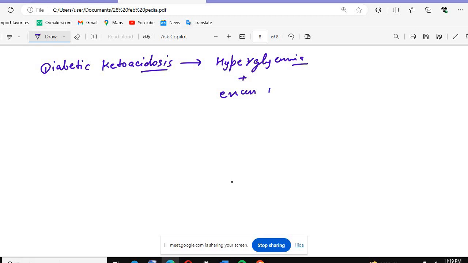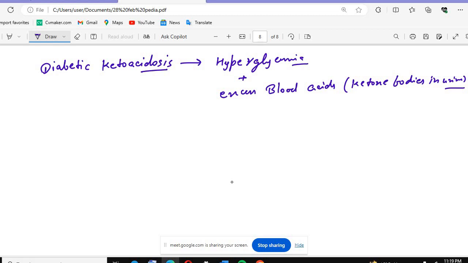See, diabetic ketoacidosis is a condition where the patient has hyperglycemia, and along with that we see excess blood acids that we call ketone bodies in urine.